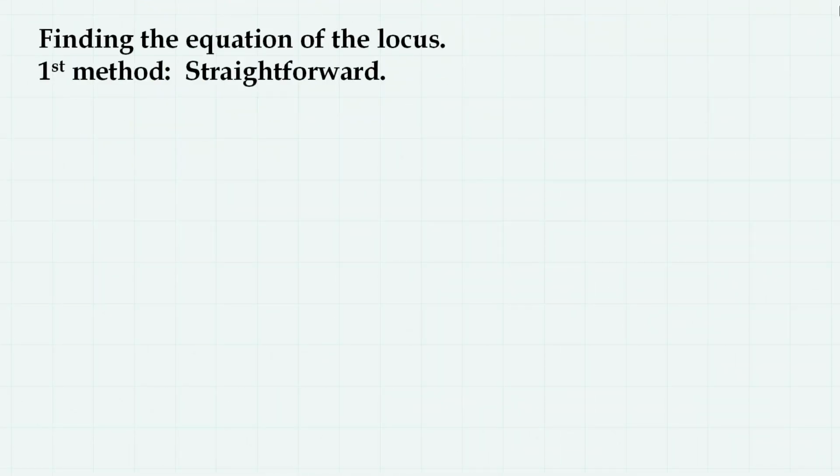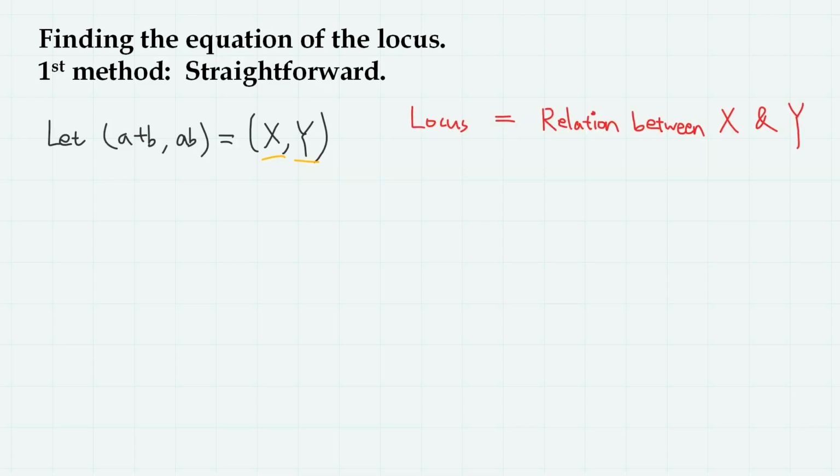In this first method, I will show you the most common method to find the locus. We start by letting (a plus b, ab) be (X, Y) in capital letters, because this is our special point of interest rather than some random arbitrary point. Finding the equation of the locus means finding the relation between these new variables X and Y, that is, finding this function f that correlates these two variables. In order to do that, we use the relation between a and b, which was already given in the problem.